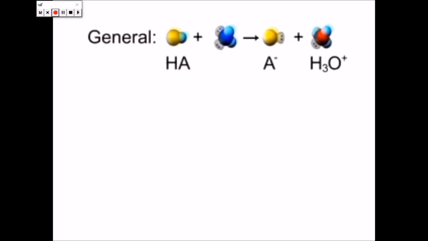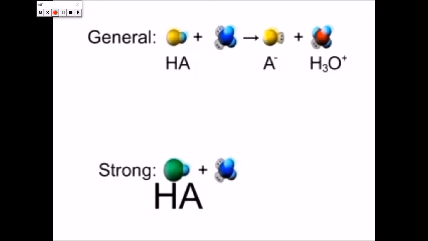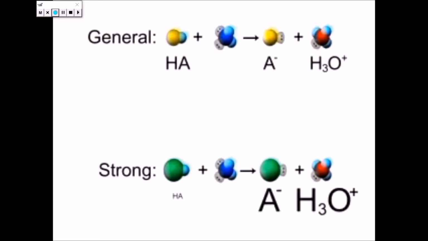Okay, so we know in general that when an acid dissociates in water, we have HA. It mixes with water, and water acts as a base and accepts a proton from our acid. We get A- and H3O+. H3O+ would be the conjugate acid, and A- would be the conjugate base. When it's a strong acid and base, it dissociates completely. So we get pretty much all H3O+ and all A-.